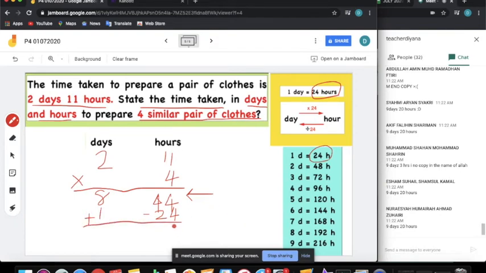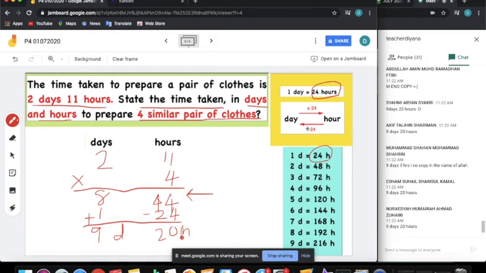So now, count. 44 minus 24 is 20. 2 plus... 8 plus 1 is 9. So the answer is 9 days, 20 hours. Okay, good job. For those who say, teacher, this is my answer, I count by myself, very good. I trust you. So the final answer is 9 days, 20 hours.